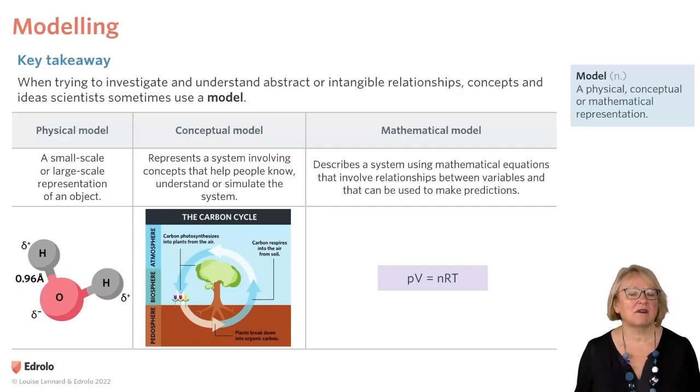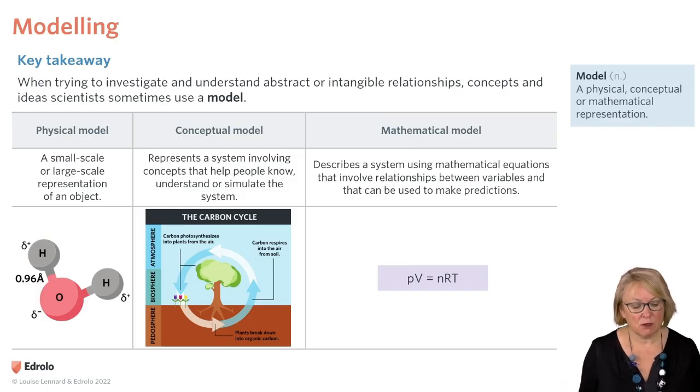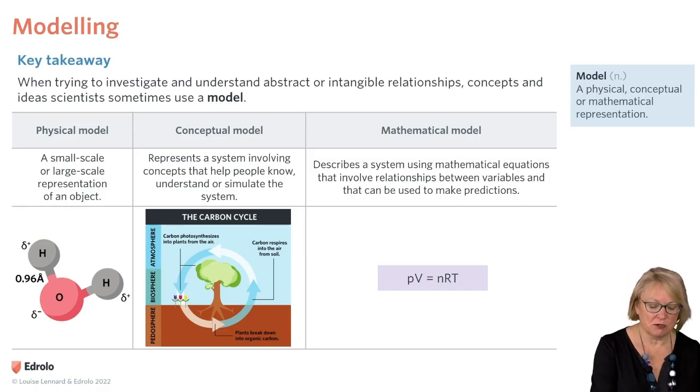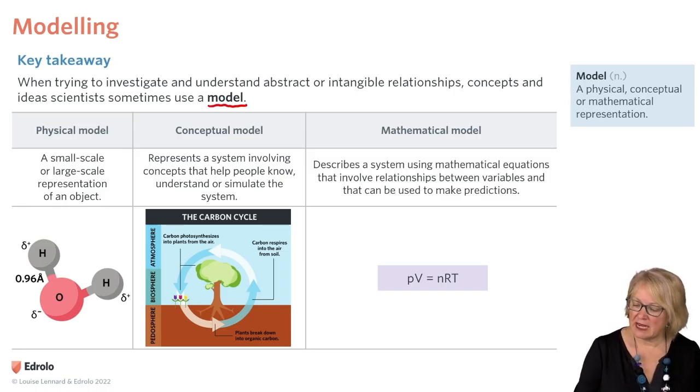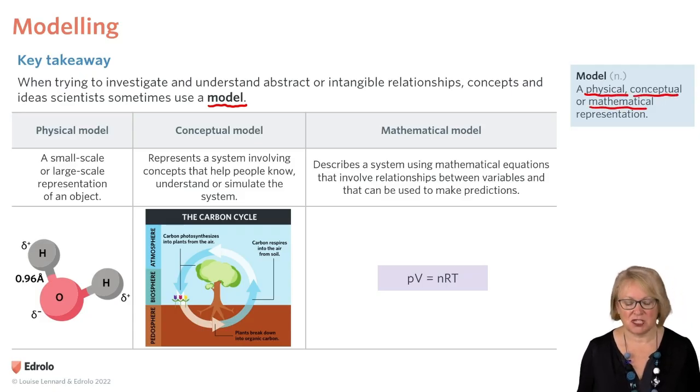Okay, another really important methodology that's used in chemistry is modelling, particularly because we can't see atoms and molecules. So we often make models of them so that we can imagine and visualise what we can't see. When trying to investigate and understand abstract or intangible relationships, concepts and ideas, scientists sometimes use models. And it's a physical, a conceptual, or mathematical representation.